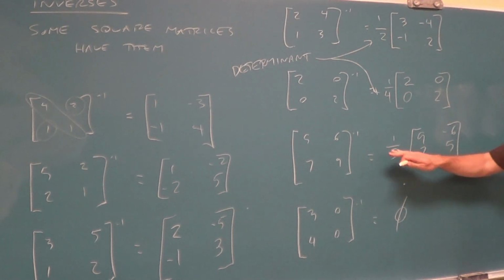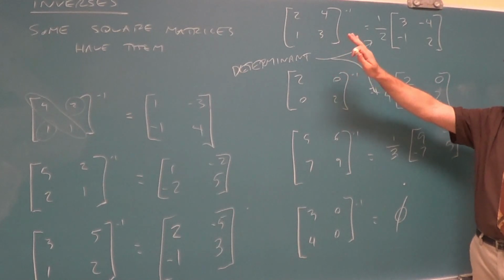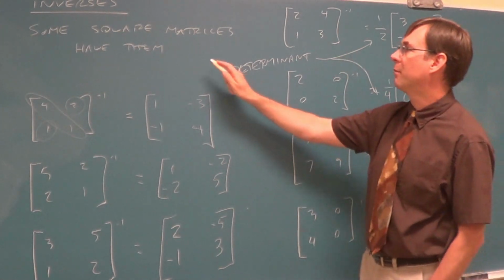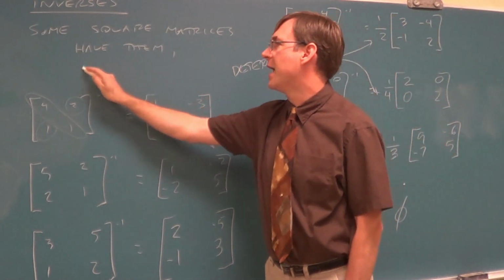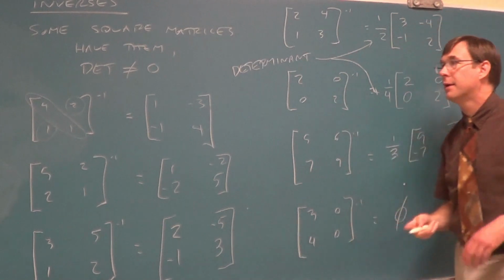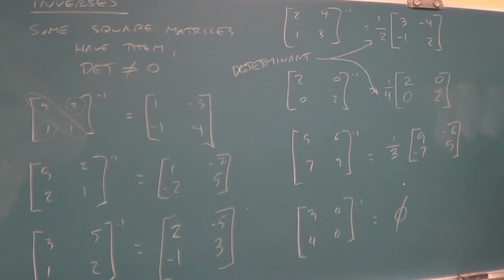That's no good. That's why back in the original note I said some square matrices have them. The determinant cannot equal 0. If you get a determinant that's not 0, then you can do the inverse by the scheme we've been laying out. But if the determinant is 0, you can't do it. You just have to bail.